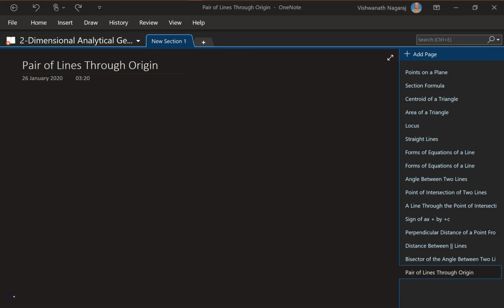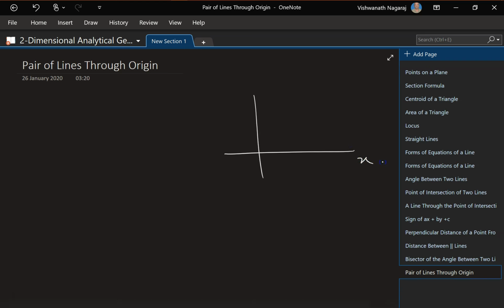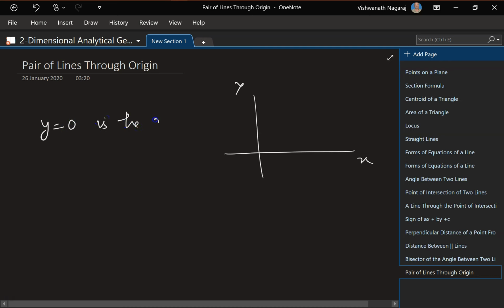Pair of lines through origin. We have the x coordinate and y coordinate. We know what the equation of a line lying on the x-axis is, right? So y equal to 0 is the x-axis and x equal to 0 is the y-axis.